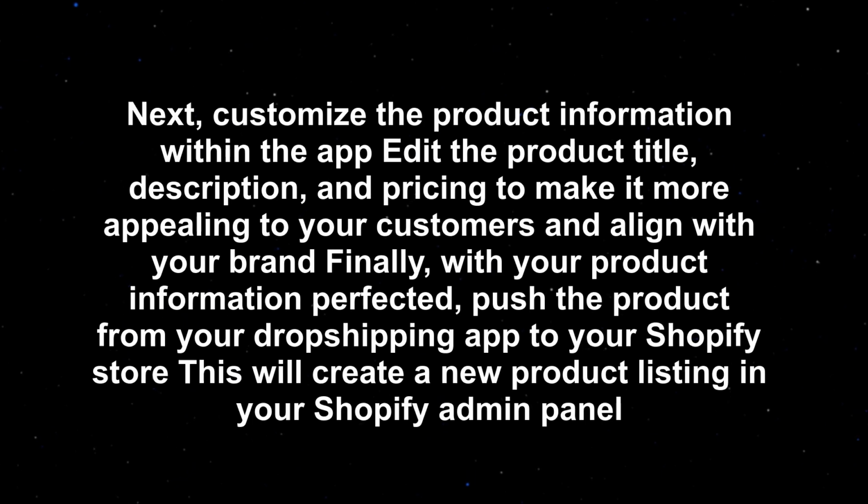Next, customize the product information within the app. Edit the product title, description, and pricing to make it more appealing to your customers and align with your brand. Finally, with your product information perfected, push the product from your dropshipping app to your Shopify store. This will create a new product listing in your Shopify admin panel.